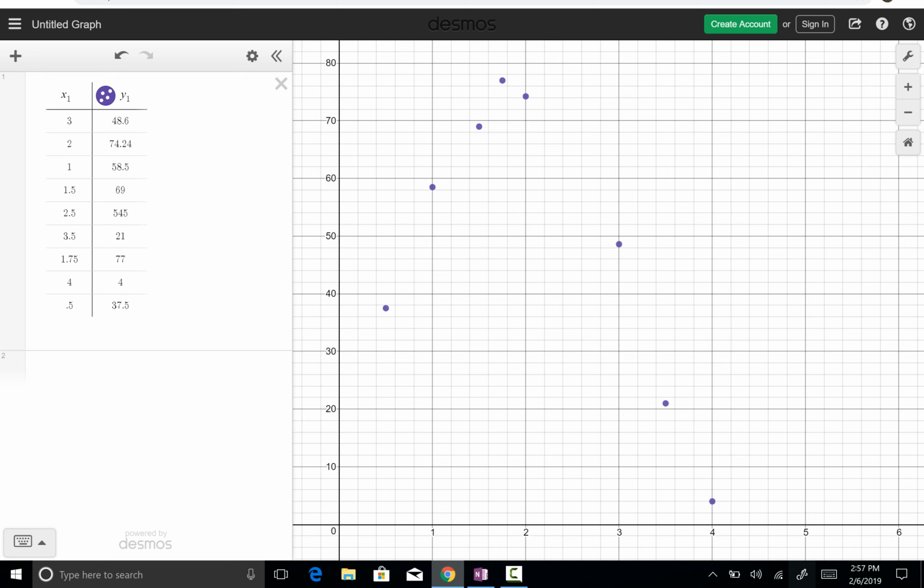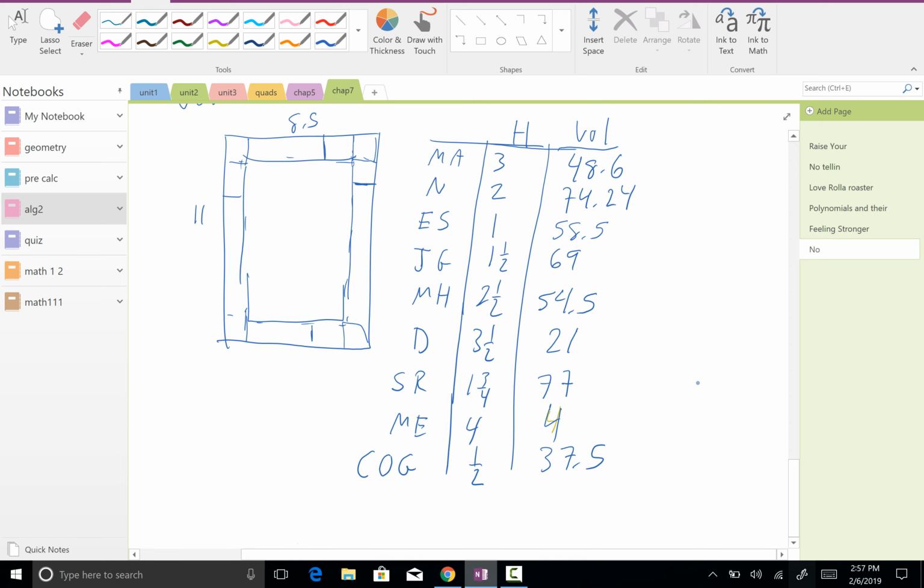Alright, so let's go and figure out an equation that's going to model those data points. And then we can go ahead and talk about what's going to give us our maximum volume. So if we come down to here, we're going to talk about the volume of this open-topped box that we had. So, how do we find the volume of a box?